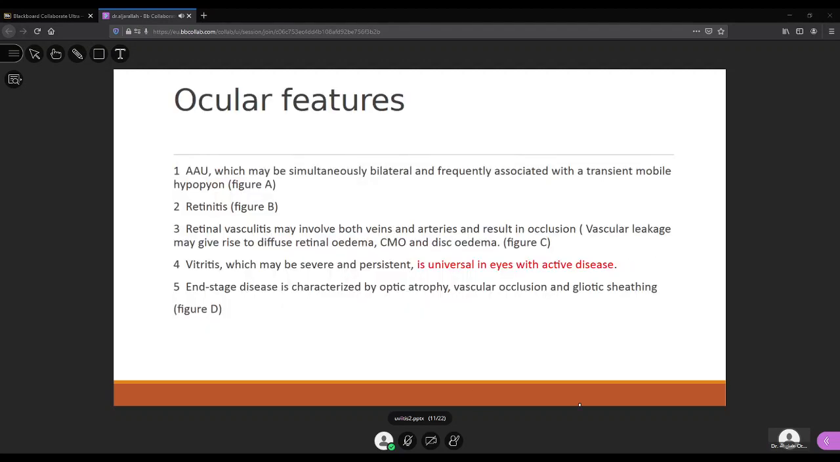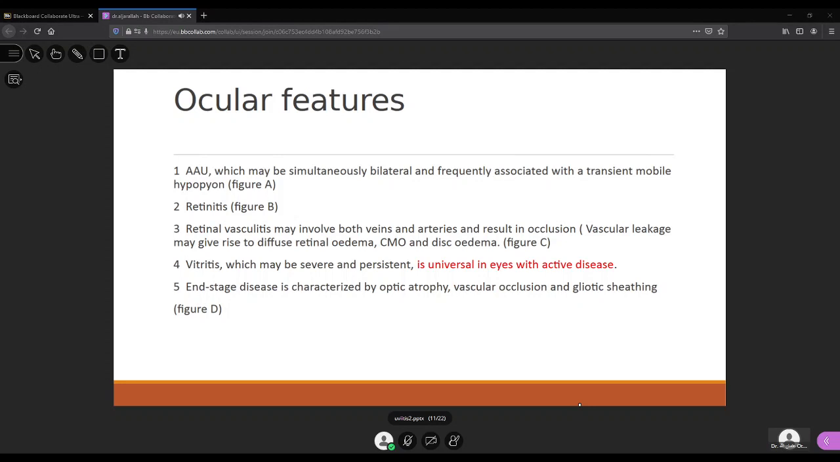Vitritis, you cannot see any detail of the retina. It may be severe and persistent. It's universal in eye with active disease. So active disease, just diagnosed with the Behçet, usually there is a vitritis.